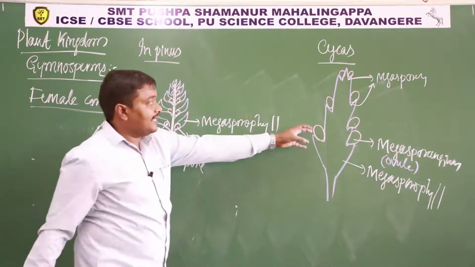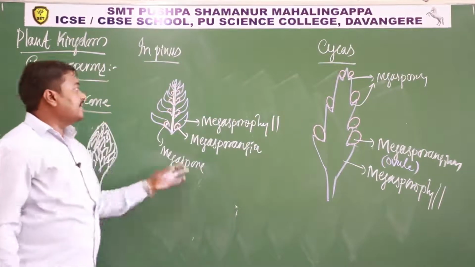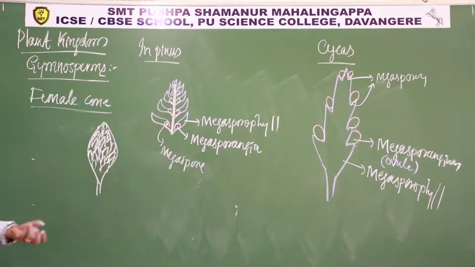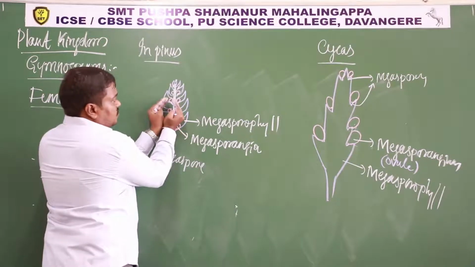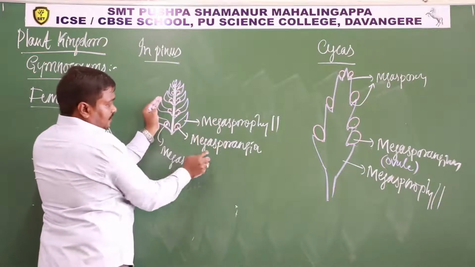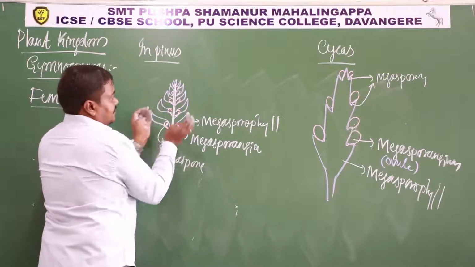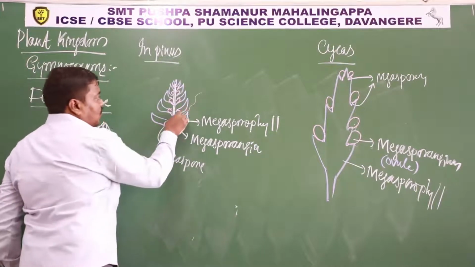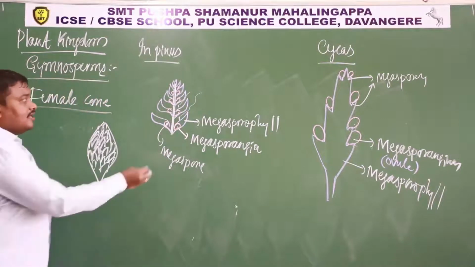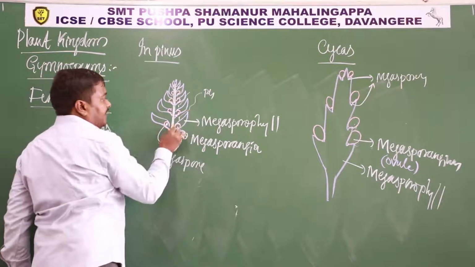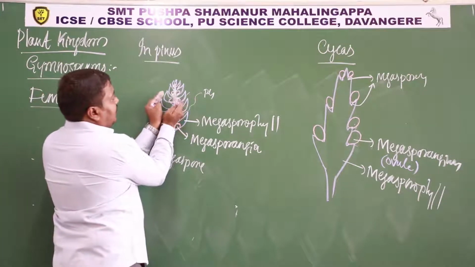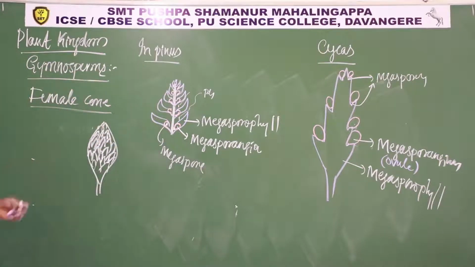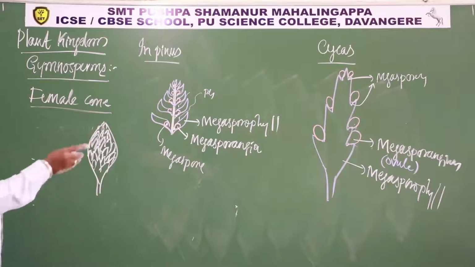Here the ovule is produced openly and is visible outside, but in the other case it is enclosed inside. Initially the cone's megasporophylls are closed like this. When the megasporangia produce megaspore, it opens like this and allows the pollen grain inside. During pollination, the pollen grain can land here and fertilization takes place. After fertilization, this closes again and is arranged compactly. This is how pollination takes place in the female cone.